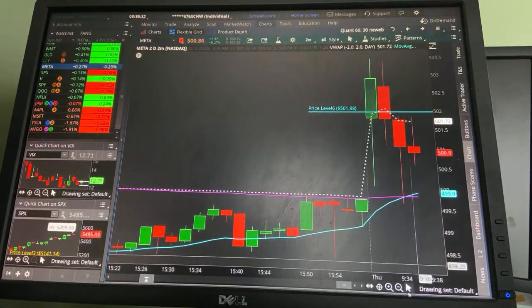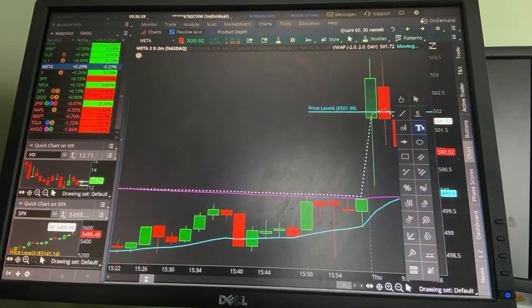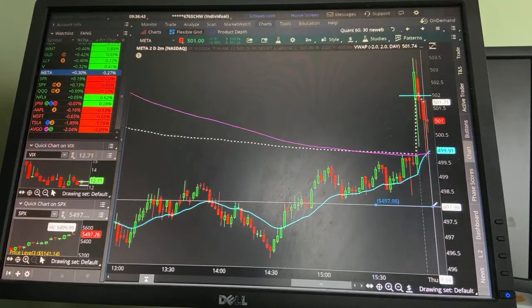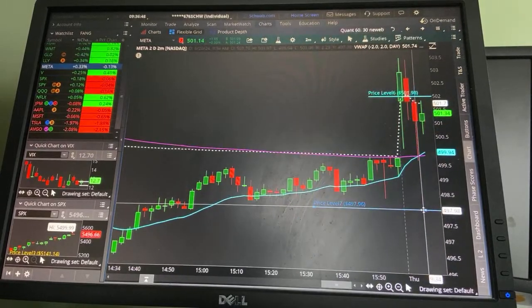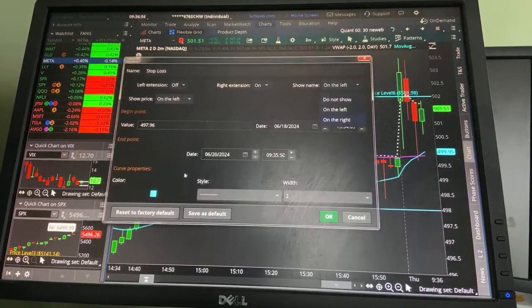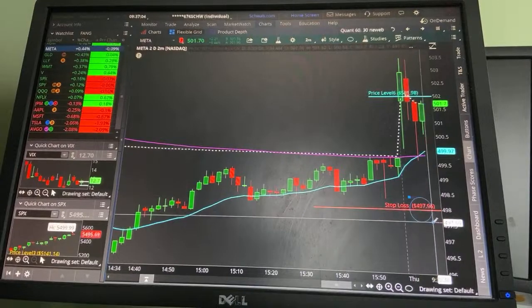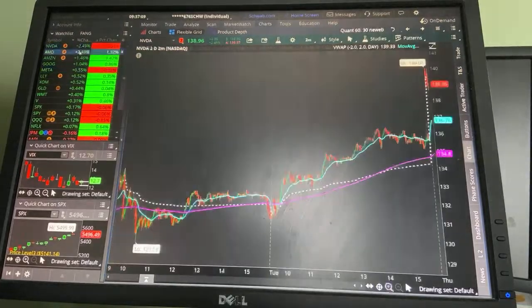All right, stop loss on Meta is going to be down here. A couple ticks below that even number. So I'm going to give it a little time and space, okay? So it's going to be stop loss here. Okay. Let's continue.